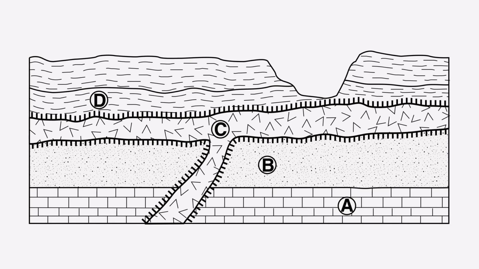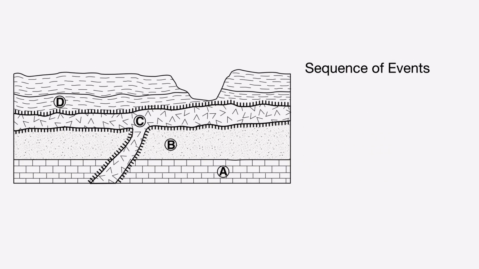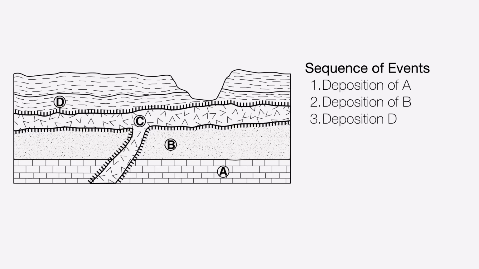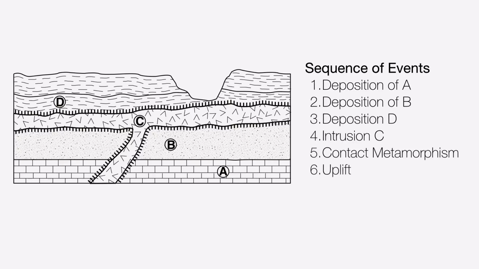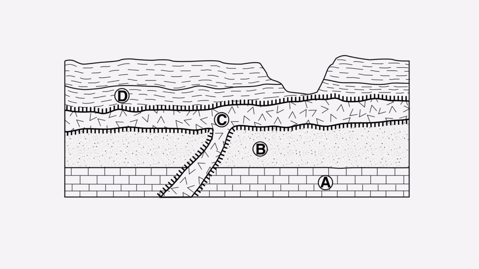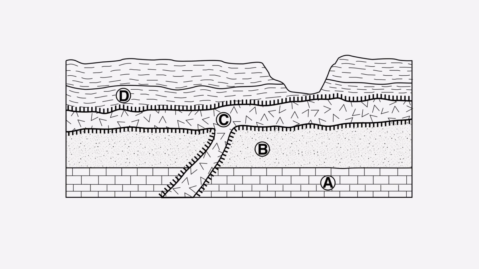Here's another cross-section with yet another intrusion. And so let's do our sequence. First, I'm going to have the deposition of layer A, followed by B directly above it. And then in this case, I actually think layer D came next. And then the intrusion and metamorphism, followed by uplift and some weathering and erosion. Now let me explain why I think this is. Actually, before we explain why, let's take a look at another point here.